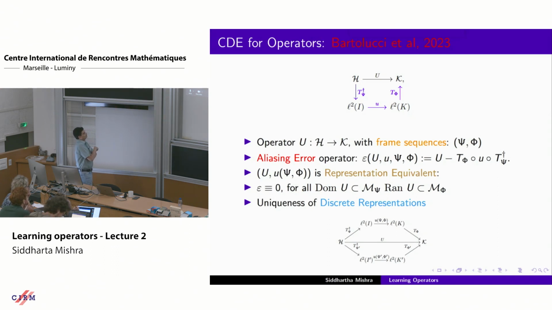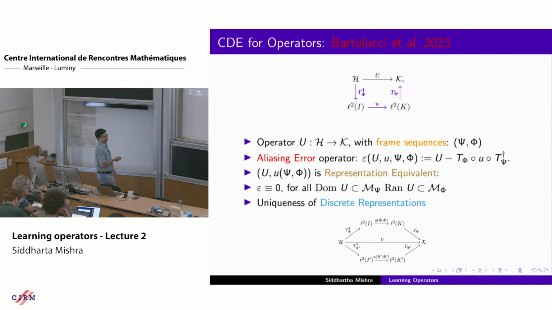In that case, this is a definition, we call the continuous operator and its discrete counterpart, or discrete representation, representation equivalent. This is just a name, representation equivalent, if this aliasing error is 0. And of course, you can do it for one particular choice, but we want this to be 0 not just for one particular representation, but for any which satisfy these kinds of range conditions.